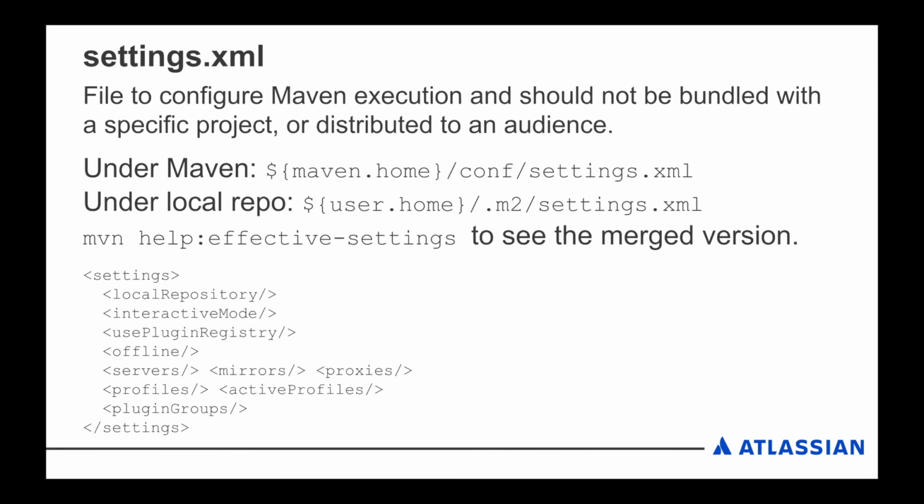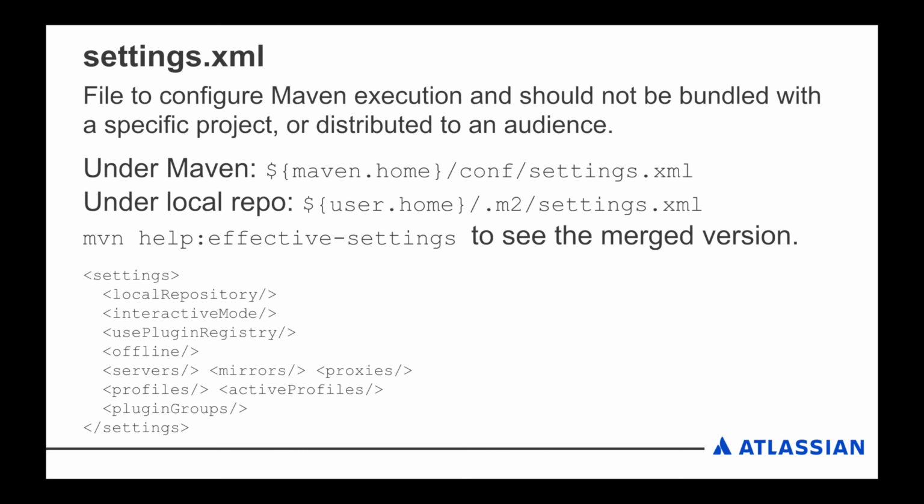The contents of those files get merged, and if there's a collision on the configuration between those files, the one in the local repository overrides the one in the Maven installation folder. And if you want to see the effective version of the merged settings file, you can just execute help:effective-settings.